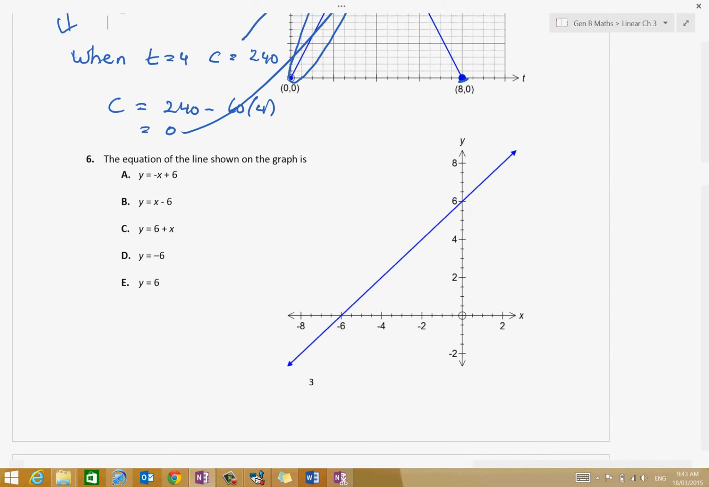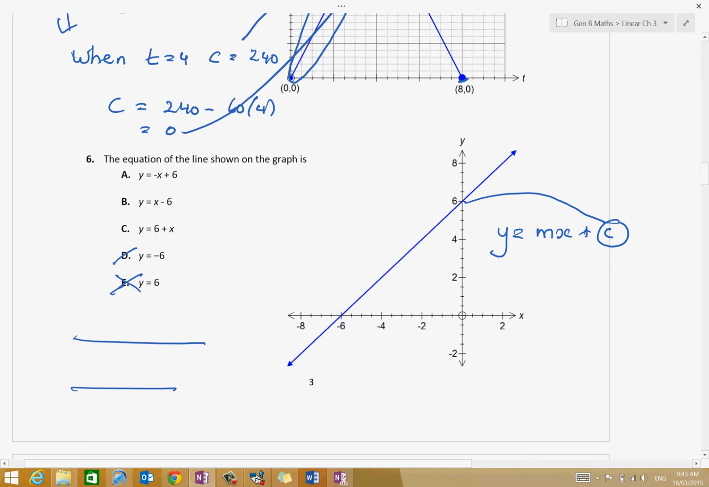Now, it says here the equation of the line, this is a pretty straightforward one. This is in y equals mx plus c form, where c is the y-intercept. So instantly, c being 6, which means that, get rid of this, don't worry about this. y equals 6 is a horizontal line. So is y equals negative 6. So these are just baloney. This one here is negative 6, so that can't be it.